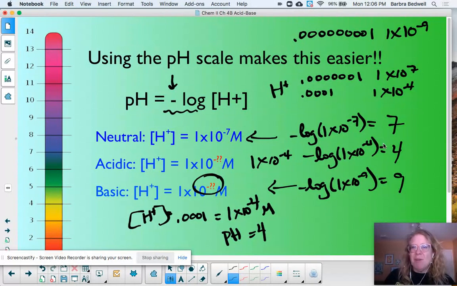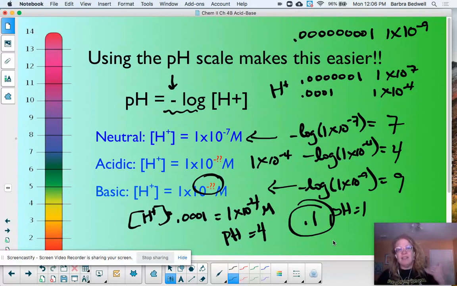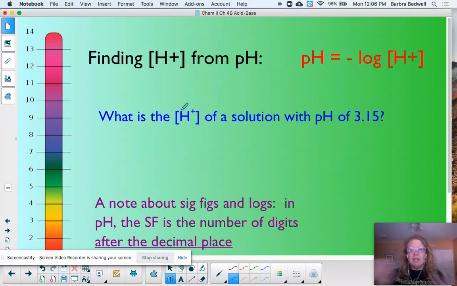So again, it's the number of zeros in front of the 1. Something that is a very strong acid with a high hydrogen ion concentration, way more concentrated than this, has a pH equal to 1, right? So the higher the hydrogen ion concentration, the fewer decimal places you have. When you take the negative log of that, it becomes closer and closer to 1.